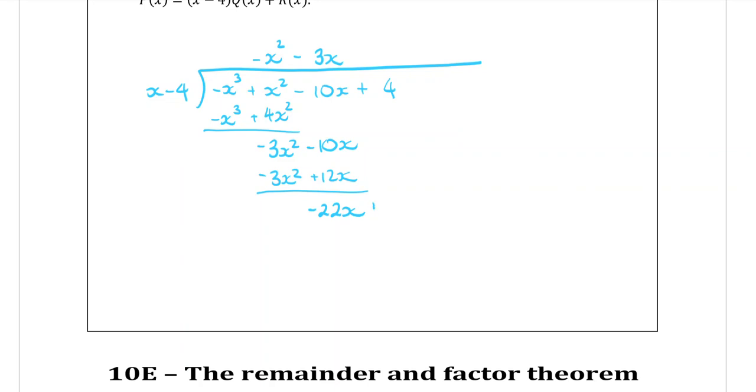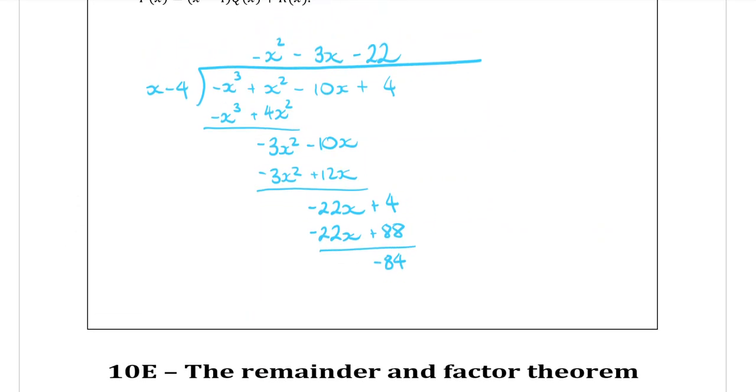Okay, then we bring our plus 4 down and divide again. Minus 22x divided by x is minus 22. Timesing that out, we get negative 22x. Minus 22 times minus 4 is plus 88. The 22x's will disappear. 4 take away 88 is negative 84.